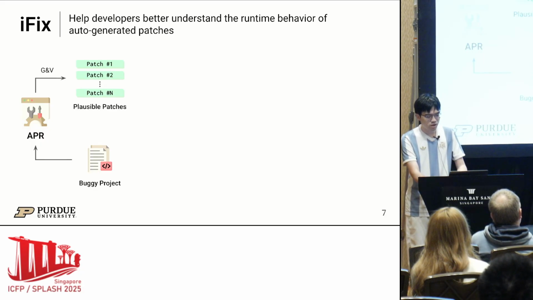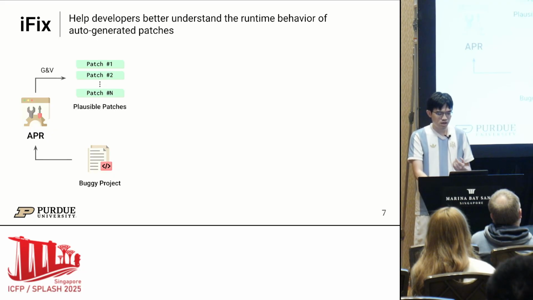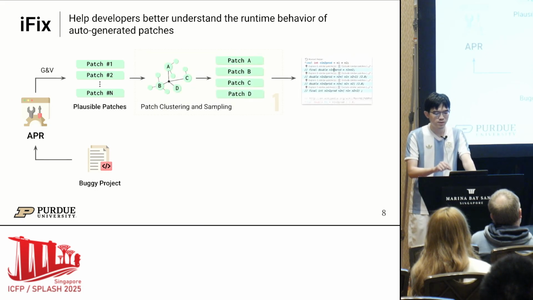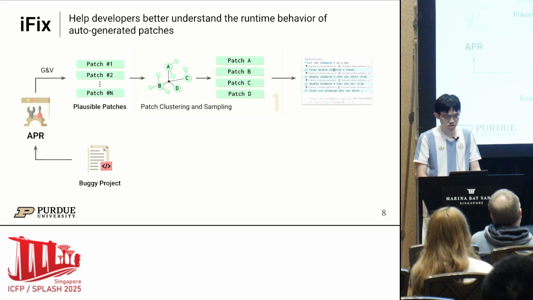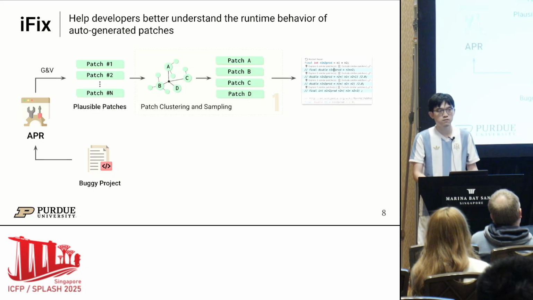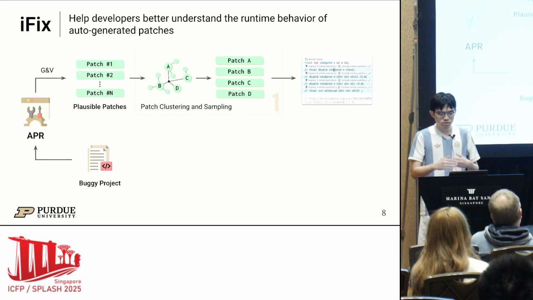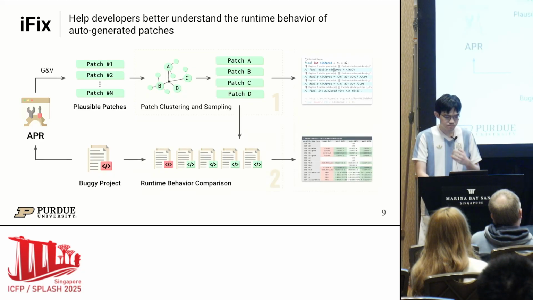The input to iFix is a buggy project, along with a list of plausible patches generated by APR techniques. Like prior work, we also need to reduce the number of patches that developers must inspect, but this is not where our main novelty lies. This approach is called patch clustering and sampling. It keeps the candidate set both small and diverse, and it ranks the patches to prioritize the most promising ones.